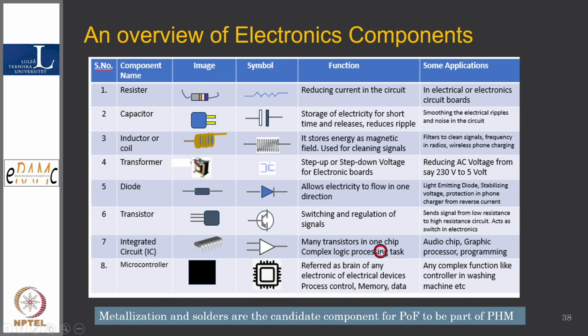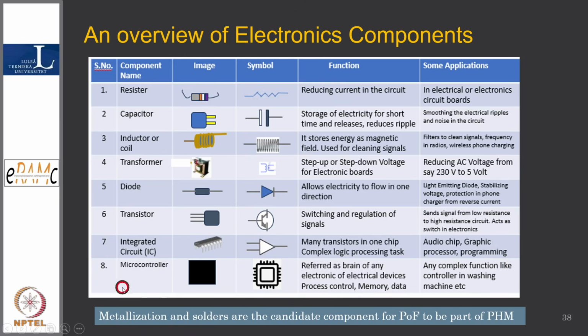So with many transistors in one chip, complex logic processing tasks can be done here. Like this type of chip, it might have something ranging from 100 to 500 transistors, so that is the capacity that we have. And then many transistors in one chip, audio chip, graphic, processor, programming, that can be done using the microchip on the same board, more than one microchip, and you can have any application there.